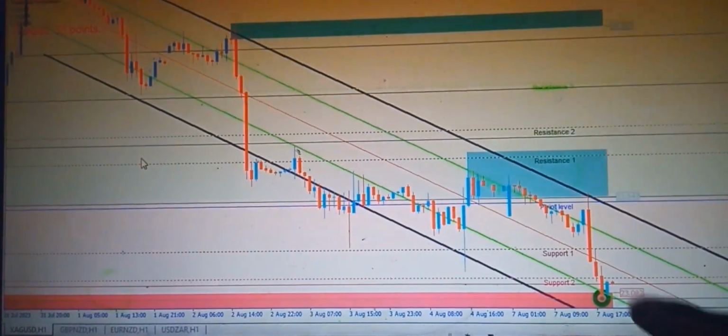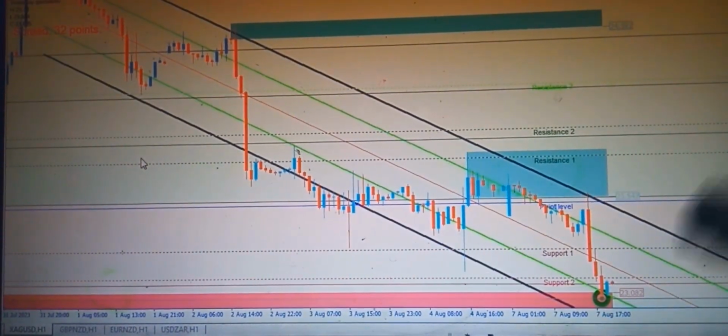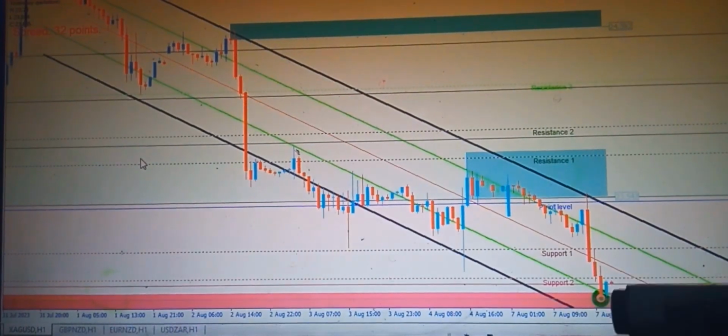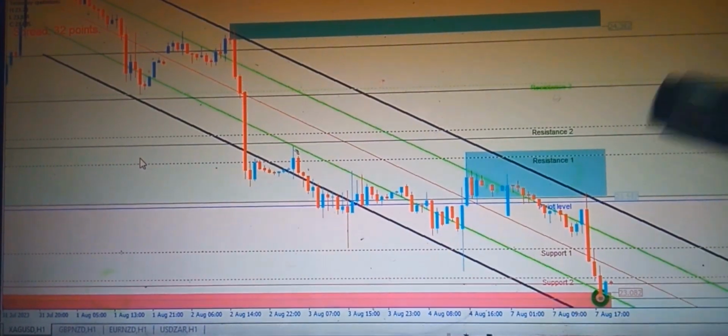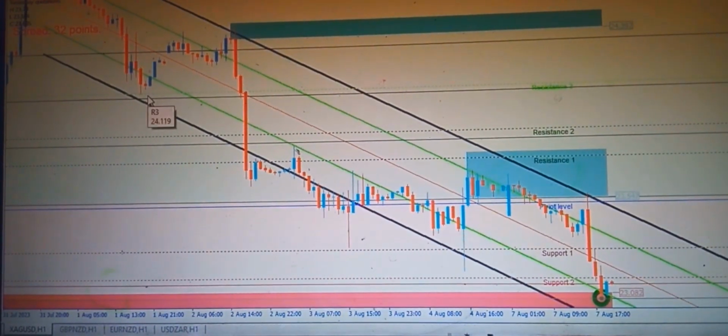Remember, make sure that there is a signal on 1 hour. Make sure that the market is at the support level on 1 hour. And then from there, switch to 4 hour. If there is the same signal on 4 hour, it simply means we are going to take that trade.